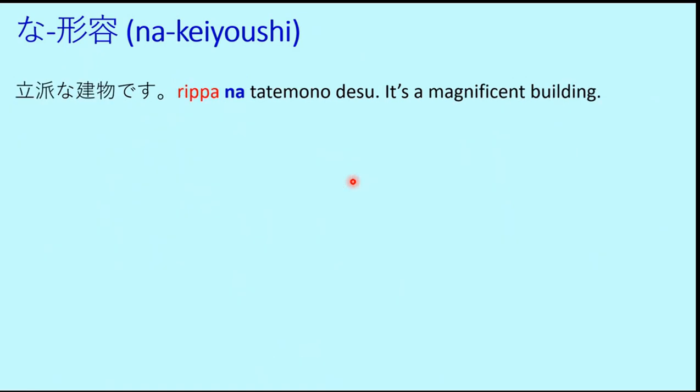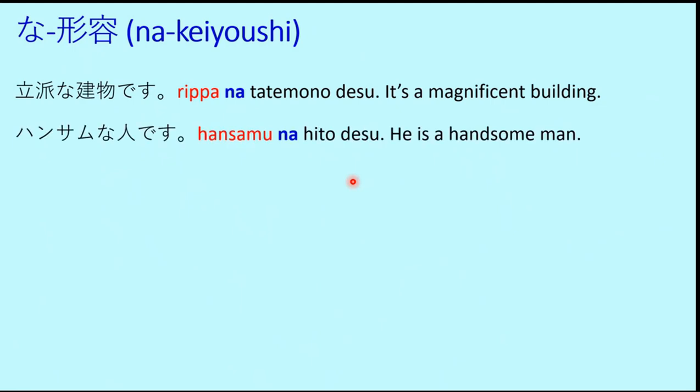Rippa na tatemono desu. Rippa means magnificent, elegant, plush, or majestic. So Rippa na tatemono desu is, it's a majestic or magnificent building. For example, the wonders of the world, Taj Mahal, and so on. Handsome na hito desu. So handsome, as you can see, is a katakana word. This is the same word handsome in English. So handsome na hito desu means he is a handsome man. And if we say hito wa handsome desu, that means the person or the man is handsome.